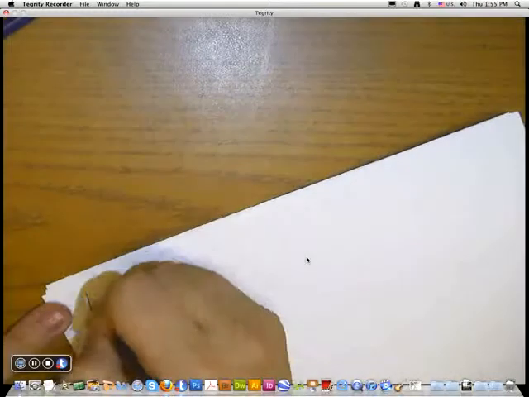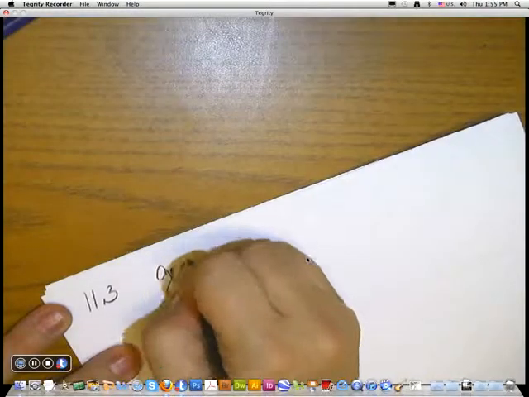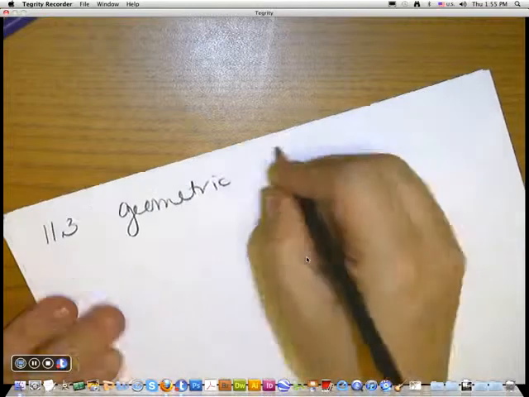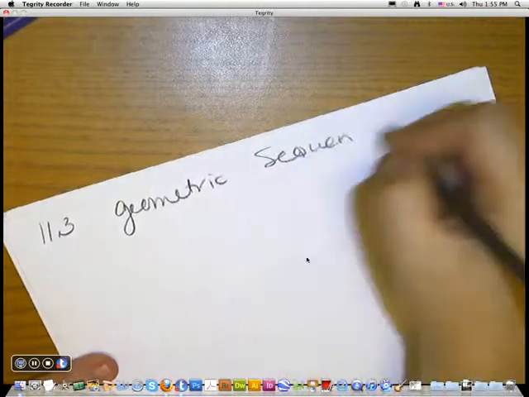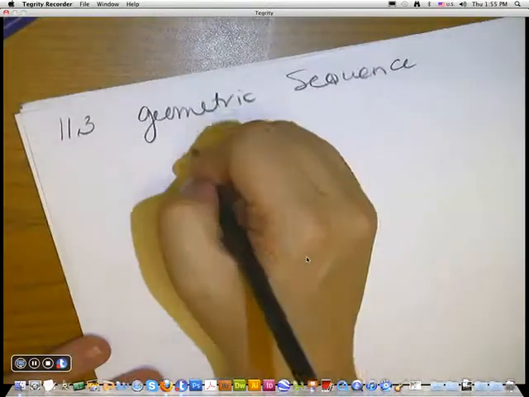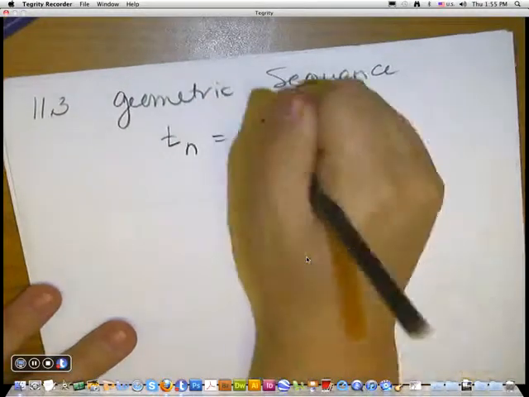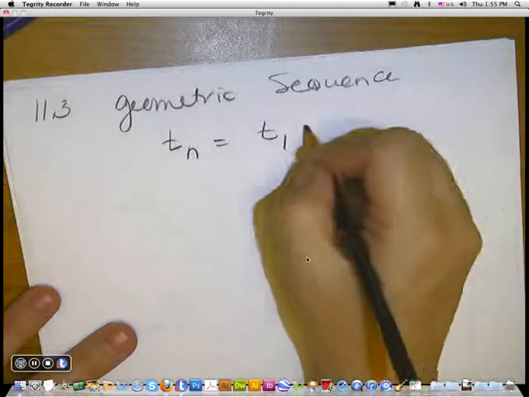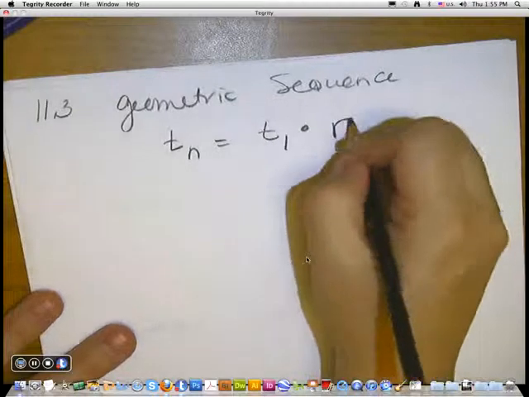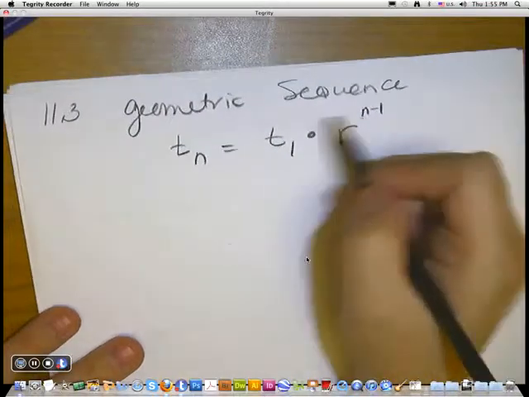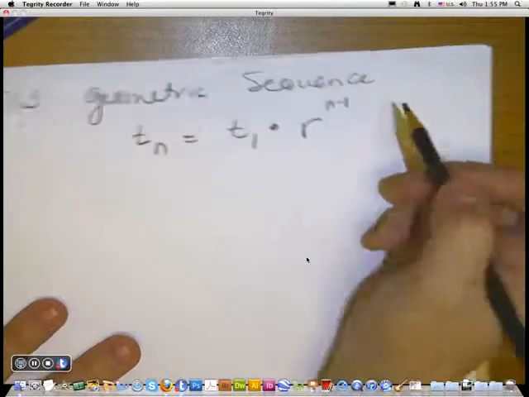Okay, the last section of chapter 3 is the geometric sequence. The geometric sequence, just like the arithmetic sequence, has its own formula. T sub n, or the nth term, is equal to the first term times the ratio to the n minus 1. Again, n is whatever term it is you're looking for.